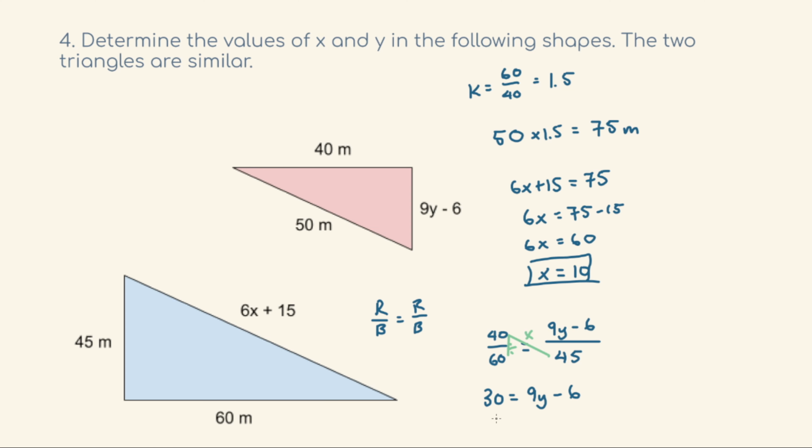Let's add 6 to both sides. You're going to get 36 is equal to 9y. And the last thing you're going to do is divide both sides by 9, which gives you y is equal to 4. And that's your second variable.